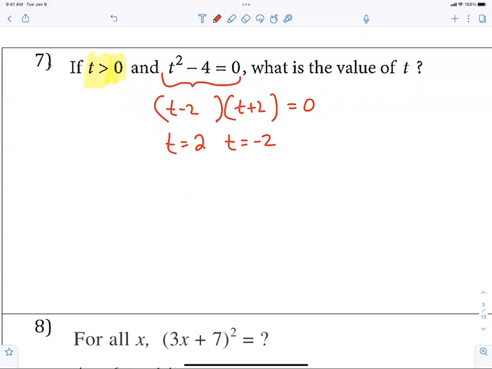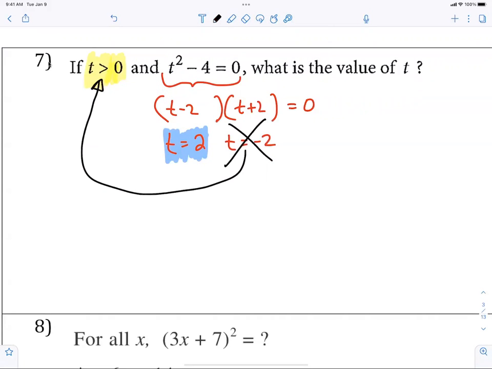So what's the answer? Say it again. t equals 2. The only answer is t equals 2. Why is negative 2 not an answer? Because it doesn't satisfy the initial condition. The initial condition is that t is always greater than 0. That's how they get you on some of the SAT questions. You don't read them carefully.